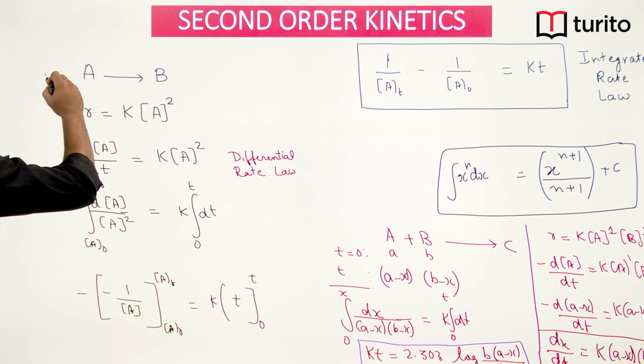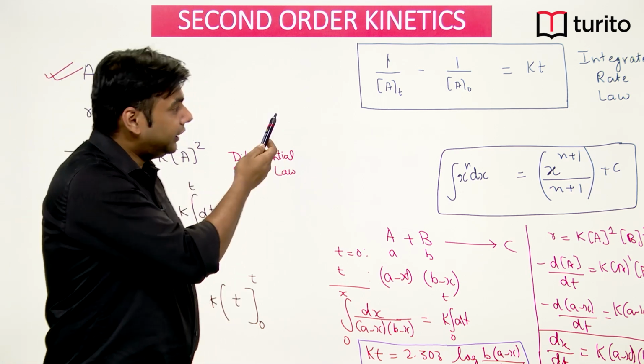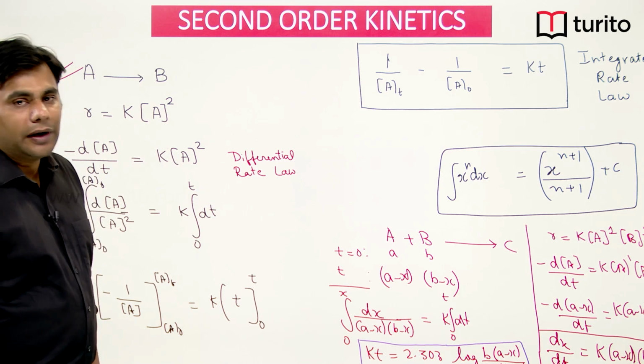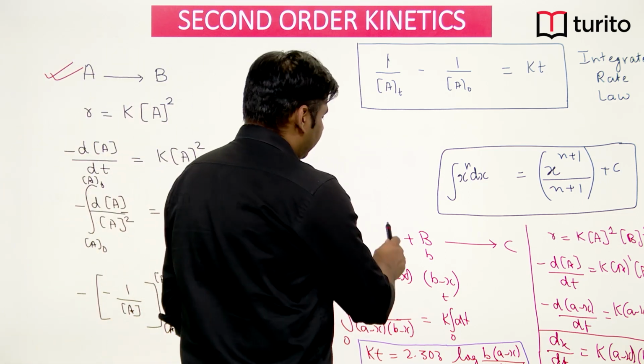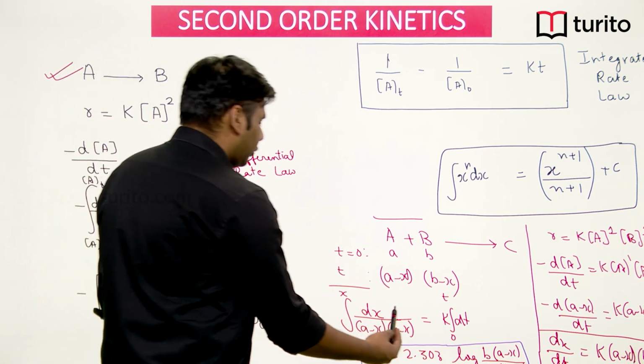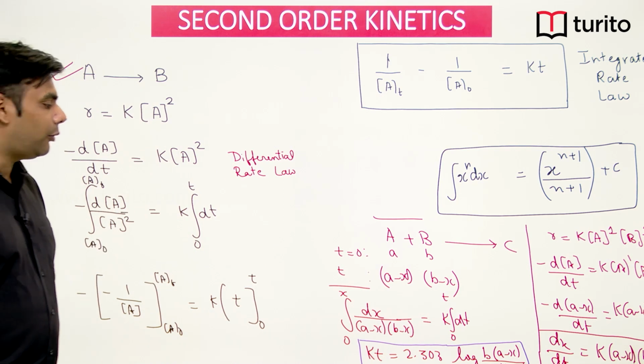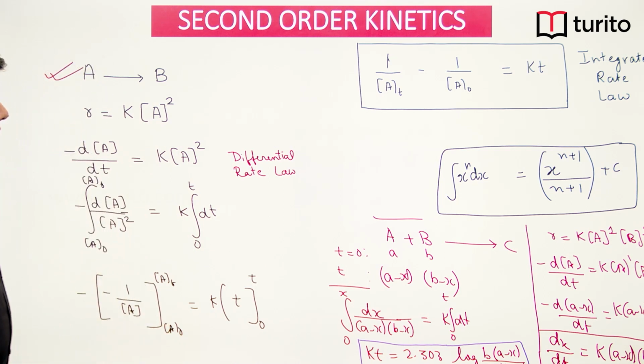Whenever you are having only one type of reactant, then the expression would be 1 by At minus 1 by A naught equals Kt. When you are having two different reactants, then the expression would come out to be 2.303 log of B into (A minus X) upon A into (B minus X). So just write it down. I hope everyone has written this.